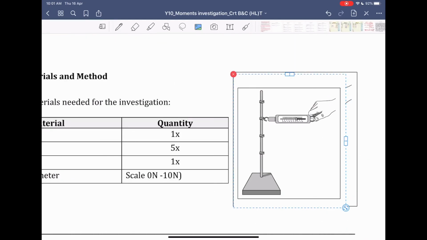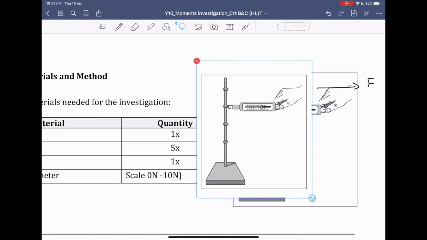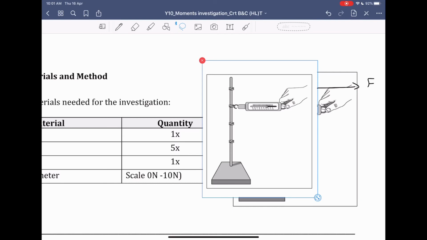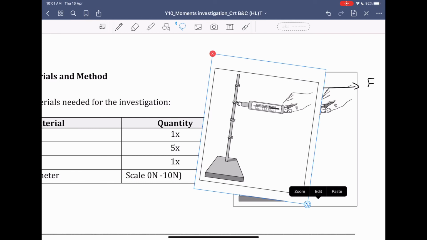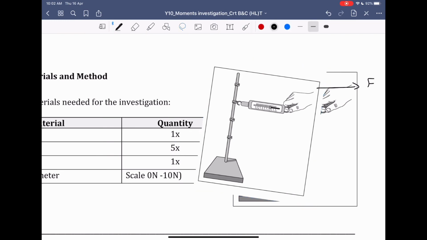Let's say this is my clamp stand that I'm dealing with. This is the force that I'm applying, towards the right. So what is happening is that I'm taking this clamp stand and pulling with this force. So the clamp stand will start to tilt like that. Okay, the moment the clamp stand tilts slightly, I will stop applying the force and I will record the reading on the Newton meter.